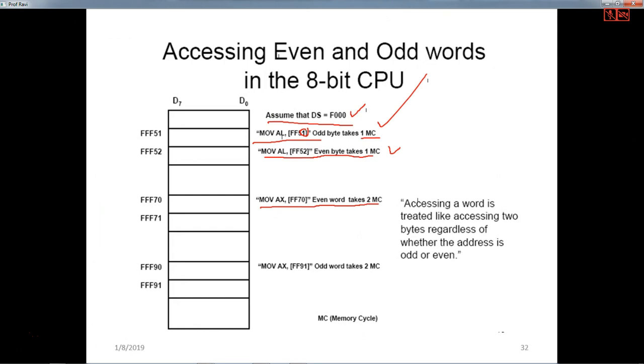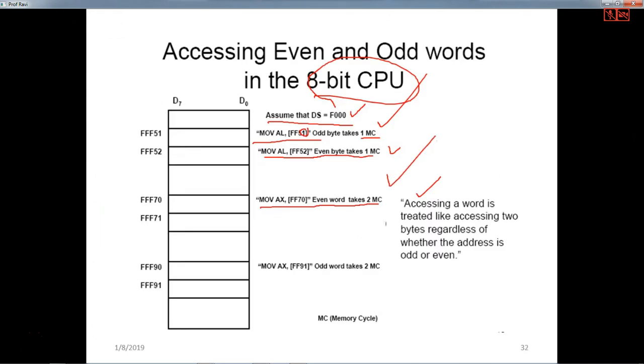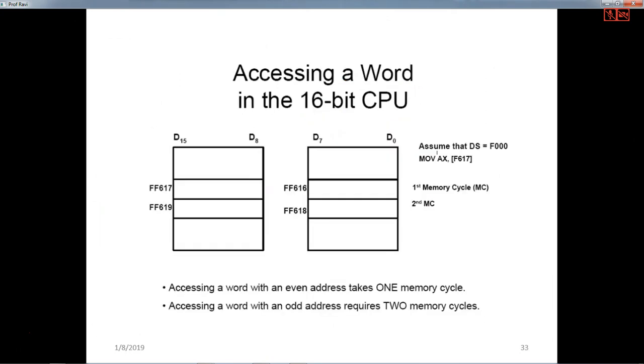It means accessing a word is treated like accessing 2 bytes, regardless of whether the address is odd or even. This is what we are discussing about the 8-bit CPU. But now if you consider the same thing with the 8086, MOV AX, FF91 at an odd address takes 2 machine cycles. So this is with the 8-bit CPU. Now the same thing accessed with the 16-bit CPU.